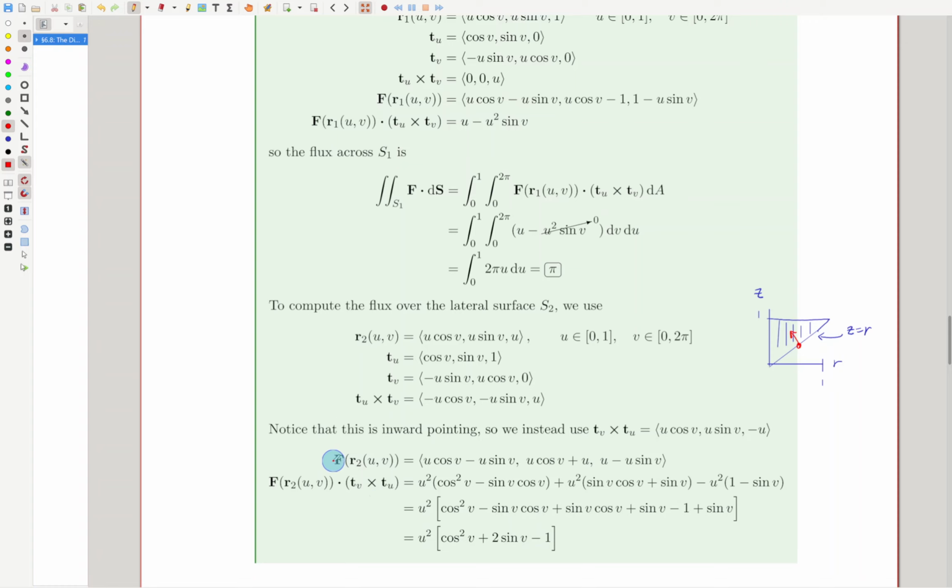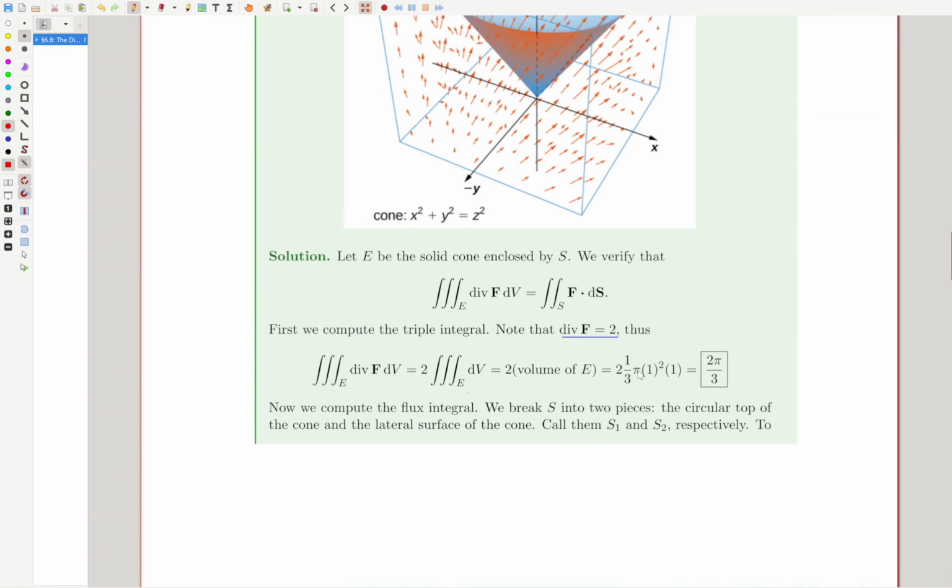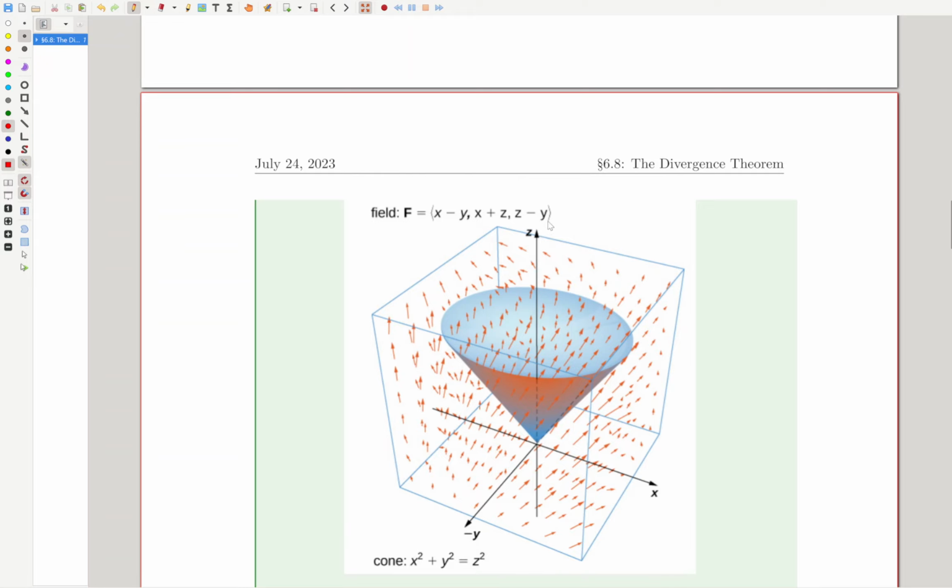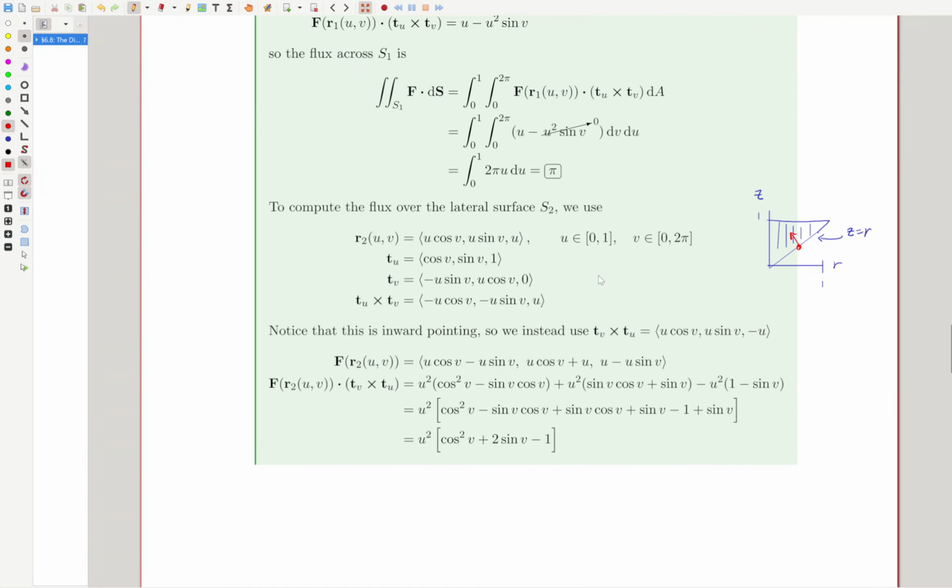So inserting the parameterization into f, inserting r2. Again, it's a little bothersome. It's x minus y, x plus z, z minus y. You can check it out on your own to see that I am actually matching it up. If you insert that into the vector field f, you'll get this. And then you dot this with the normal vector, which I've tried to spell out all the steps for actually doing the calculation. It's a little bit bothersome, but not too bad.